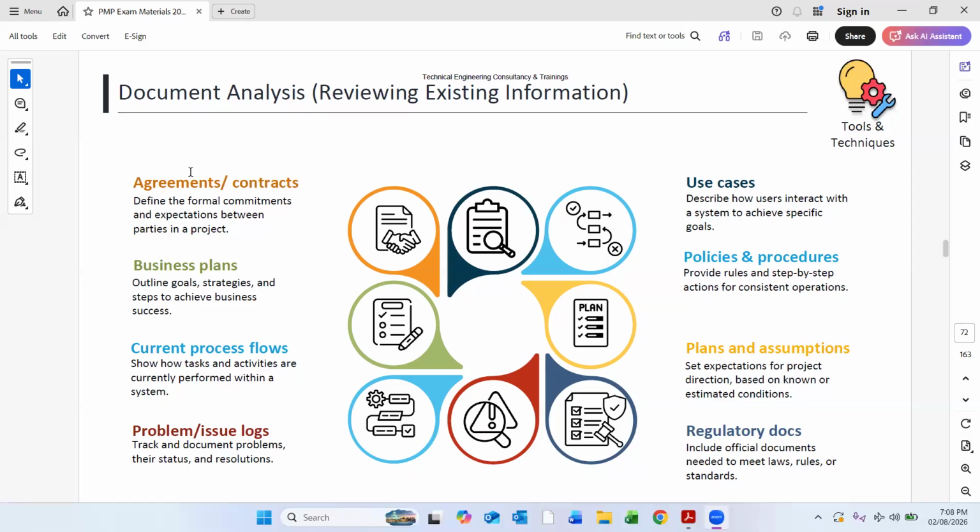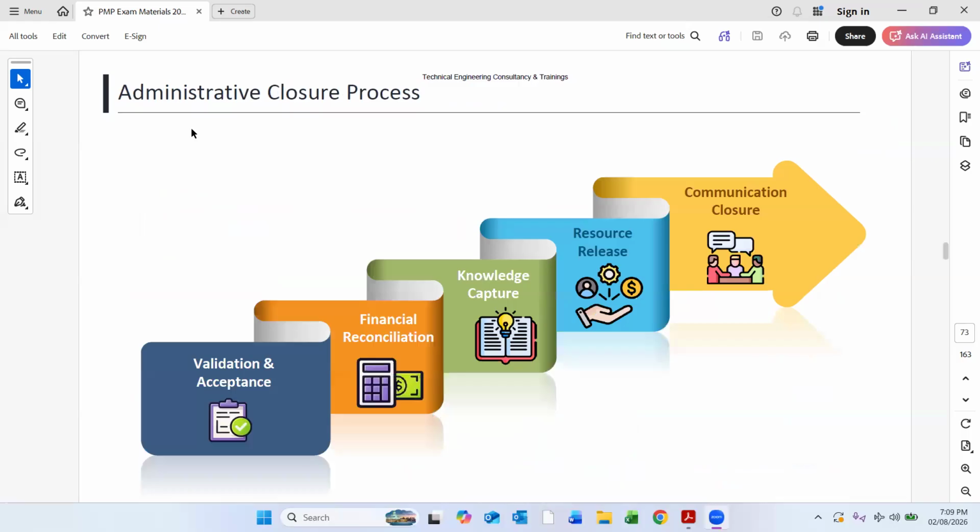And regulatory documents include official documents needed to meet laws, rules, or standards. So those are the standard documents, whether for regulations, labor law, or for the different regulations, the NOC procedures, the stakeholder procedures. You know what is required by a stakeholder, different entities are there. So these are regulatory documents. So this is all part of the document analysis, or reviewing existing information.